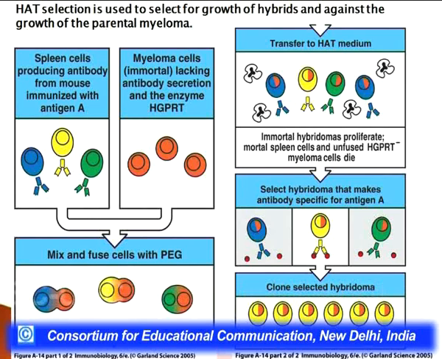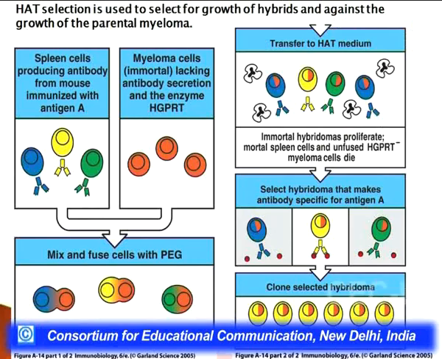There is another method, as I was just describing, the hybridoma technology. In hybridoma technology, from the spleen of a recently immunized mouse, you can obtain an antibody producing lymphocyte. This antibody producing lymphocyte is then hybridized to the myeloma cell, and this particular cell line must have two characteristics: that it is lacking in antibody production and it is lacking in HGPRT enzyme.